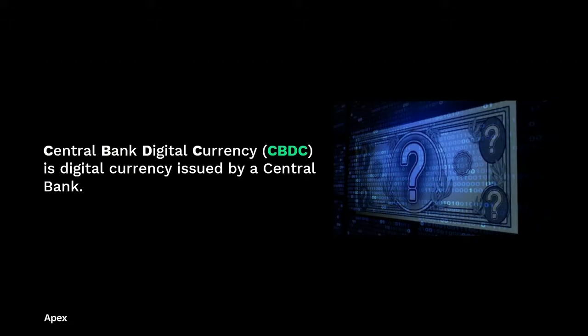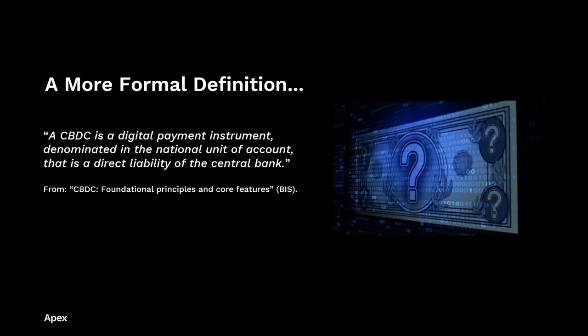So I like a nice simple definition. CBDC is an acronym for Central Bank Digital Currency, and it's pretty simple. It's a digital currency issued by a central bank. But let's do a little bit more of a formal definition. I like this one from the Bank for International Settlements, or the BIS. There are three components here that I'll focus in on.